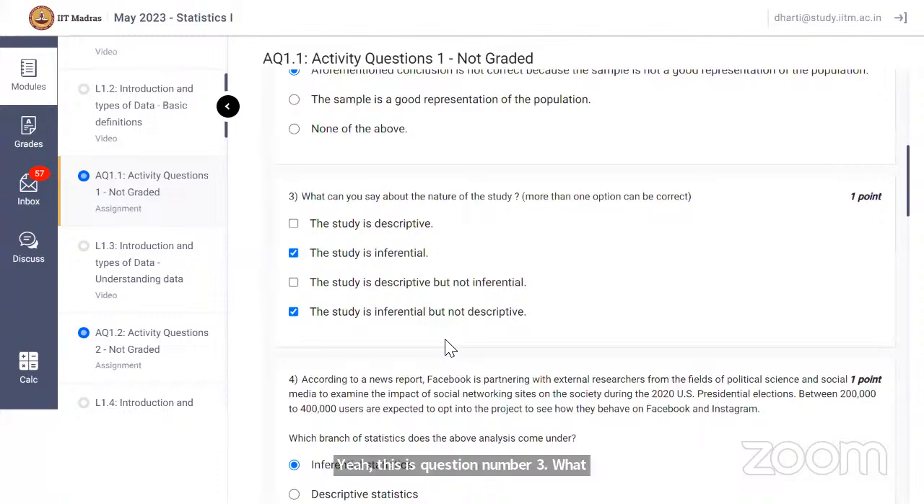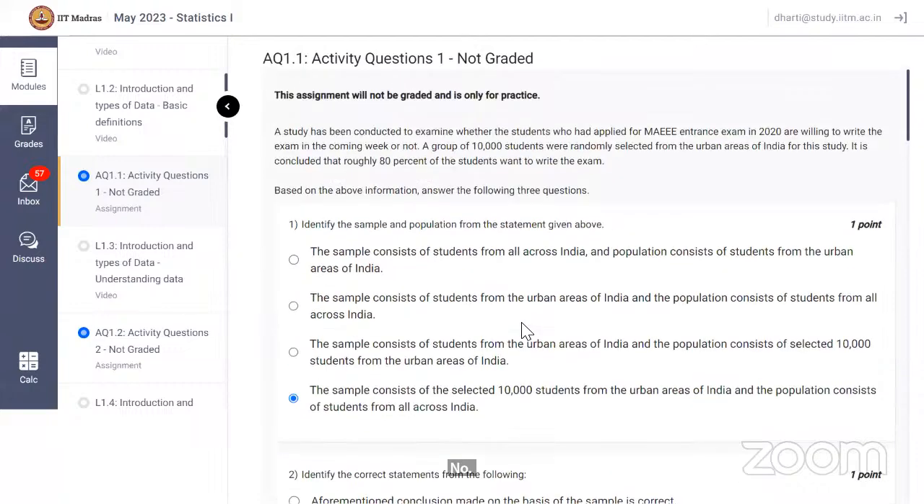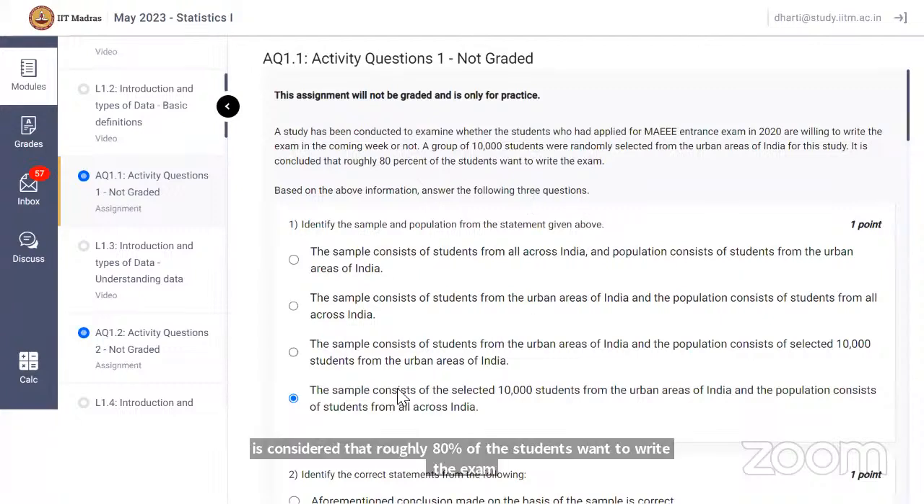Ma'am, but it is only showing 80%, so it should be descriptive, right? There is no previous history or anything like that. No. It is 80% as their conclusion. They have concluded that roughly 80% of the students want to write the exam.